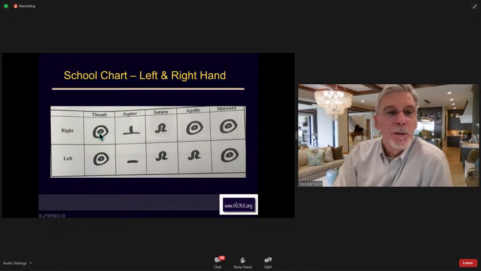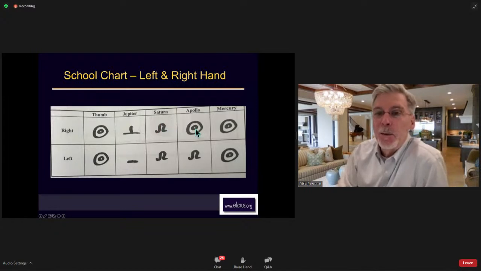If this is a whorl, you put a whorl on the thumb. If you have a tented arch on the Jupiter, the index finger, you put a tented arch there. On the middle finger, if you have a loop, you put the loop here. Again, here would be a whorl on the ring finger, Apollo, and this would be a whorl on the Mercury finger, the little finger. Then you do the same thing for the left hand. Whorl, arch, loop, loop, whorl.